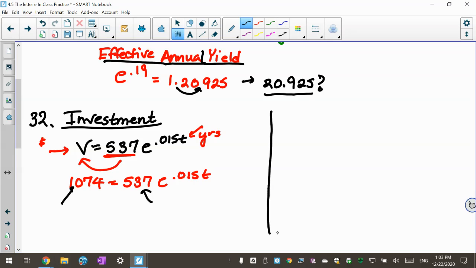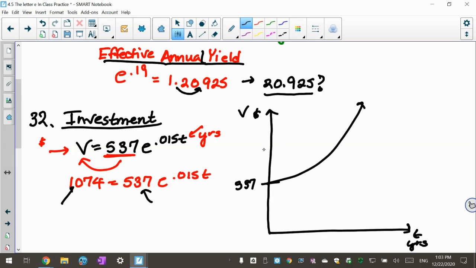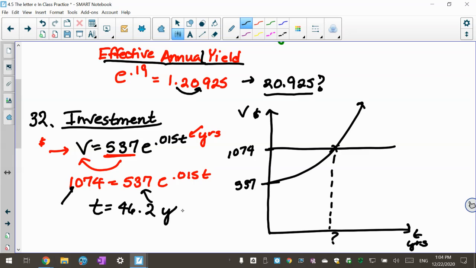I'm going to do a nice graph here because life is in quadrant 1. Here's my time in years, and here's my investment in dollars. This is my sketch. This is going to be 537, and I know it's growing. I want to know when it doubles to $1,074. Graph that and see where it crosses. Wherever it crosses will tell you how long it takes to double. Just make sure it shows on your screen. When I did that, I found that t equals 46.2 years for it to double.